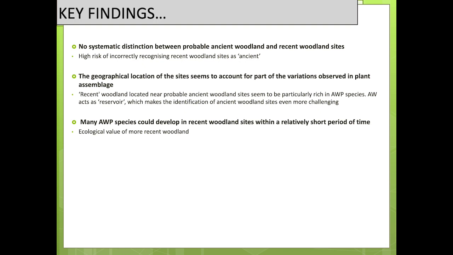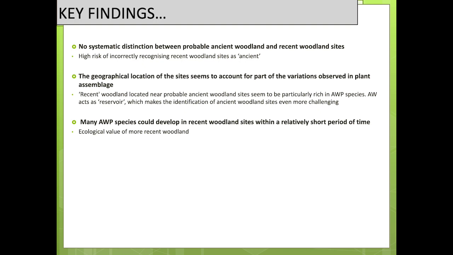The geographic location of the site seems to account for part of the variation observed in plant assemblage. I should also mention that wet woodlands, for instance, share more plant communities than other types of woodlands. I could also find the influence of acidity, pH, which is nothing surprising, but it can all help to blur the distinction between modern woodland and ancient woodland in terms of plant communities. We can imagine that there is a risk. I mentioned earlier that the accuracy of the ancient woodland inventory is not good everywhere in the study area. Between 40 and 50% of these ancient woodlands in the inventory are actually not ancient woodlands. If we visit them on site, we may recognize them as ancient woodland based on their plant community.